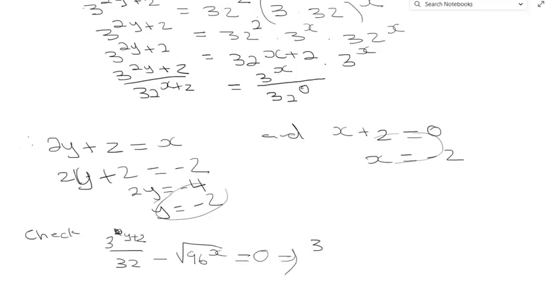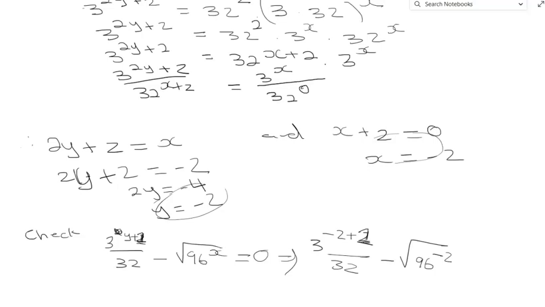So we have 3 to the power of negative 2 plus 1, because this is 1. Divide by 32, right? Minus the square root of 96 to the power of negative 2.